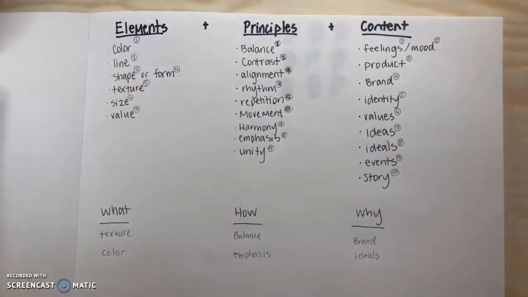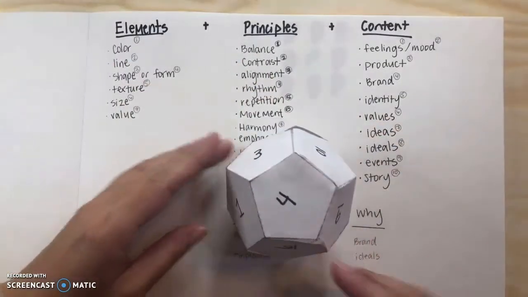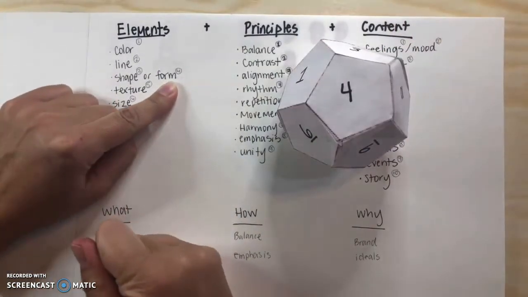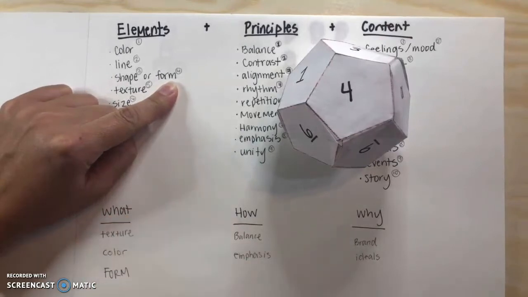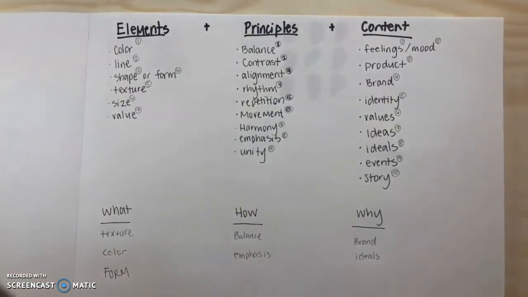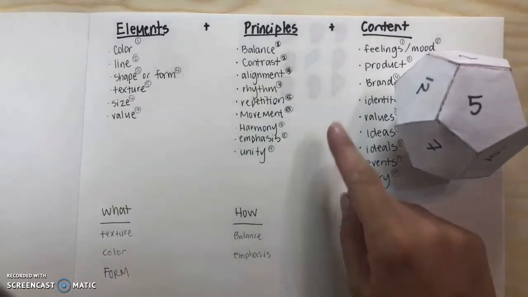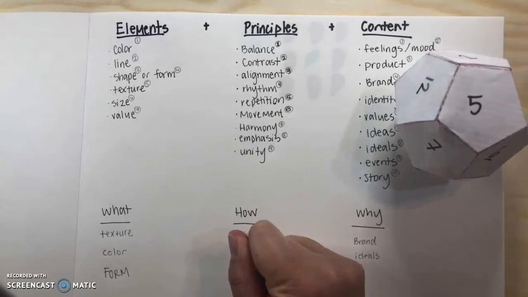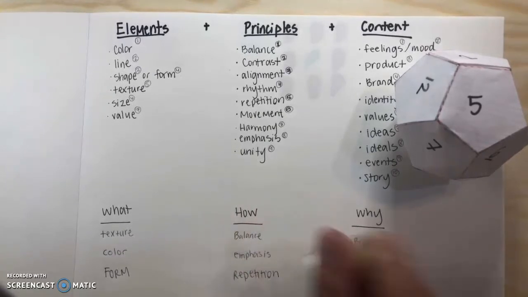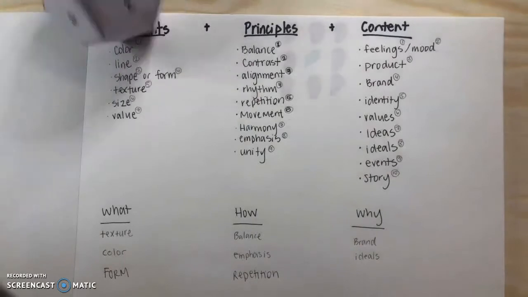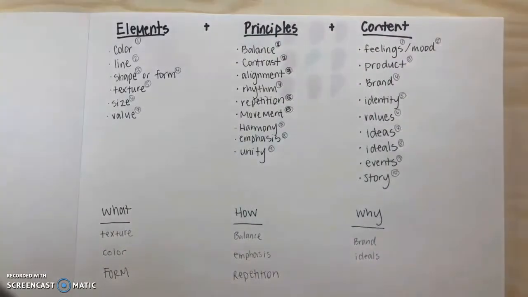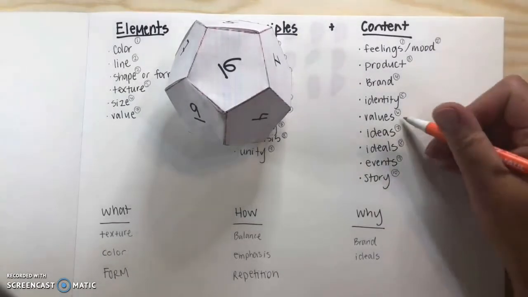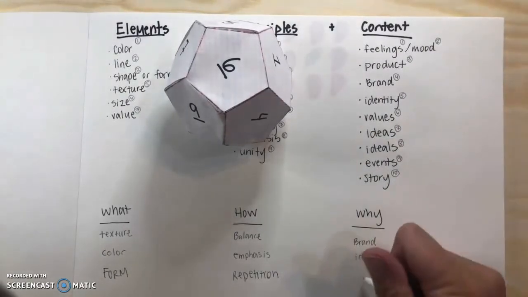All right, round 3. What are we gonna get? Form, repetition, values. Very similar, but that's okay.